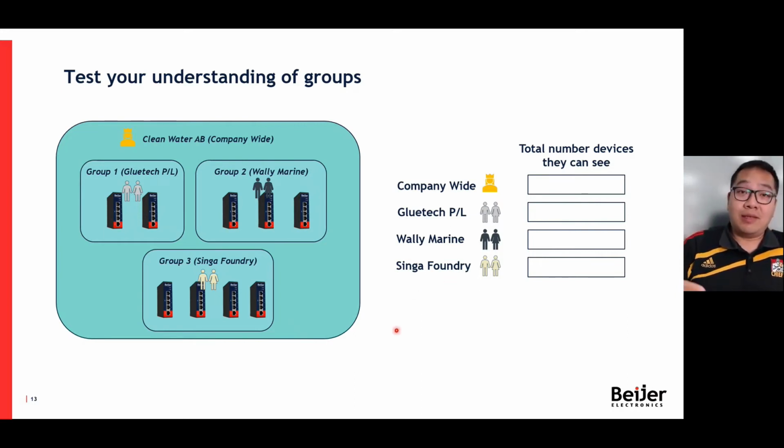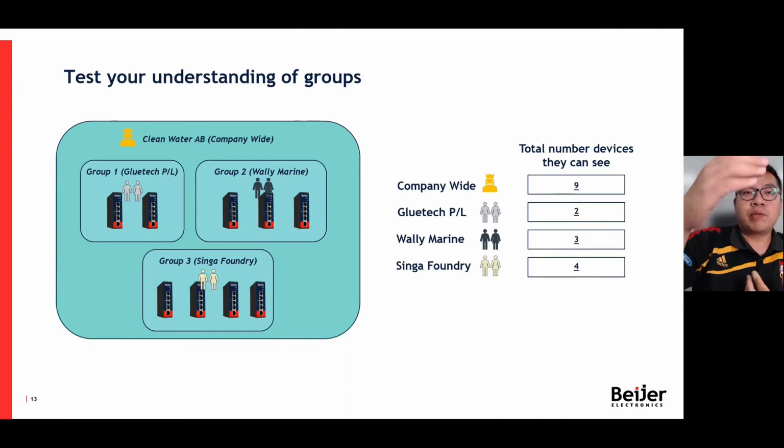So in this example, of course, for company-wide, we have 9 routers. You can count the total, there are 9 routers. For GluTech Private Limited, they can access 2 devices. Wally Marine can access 3 devices, and Singa Group can access 4 devices. So I hope this small example helps guide you on how groups can affect the number of devices you can see. If you have a company-wide role, you will be able to see all the devices within your company. But if you have a group-specific role, you can only see devices that are within your group.